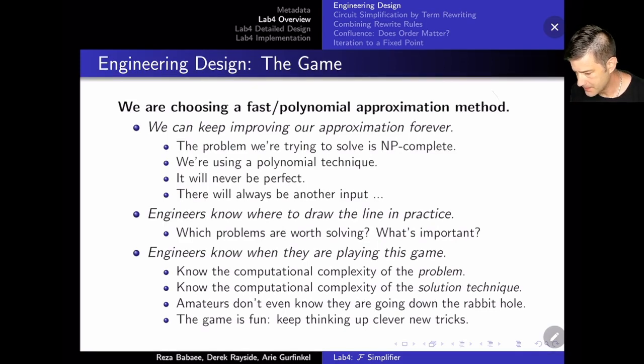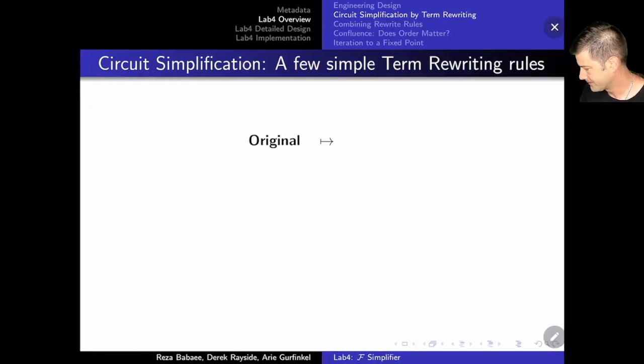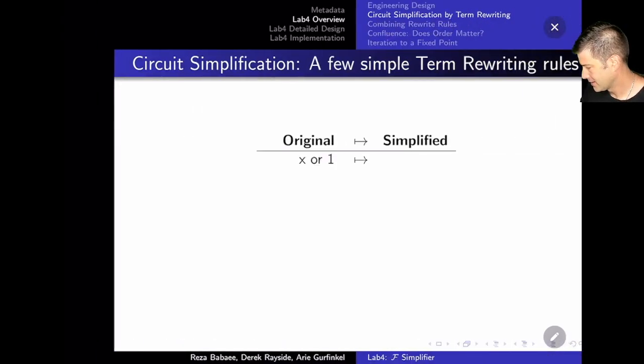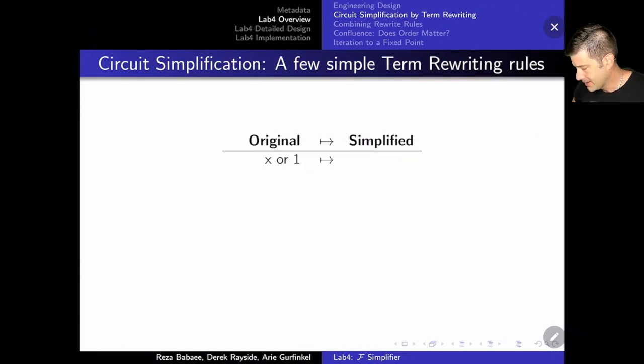So, okay, that's our game. Let's look at some examples. What we're going to do first is get the intuition for what those rules are. I'm just going to go through a bunch of examples of expressions and simplified expressions. So say we have x or 1. Can you simplify that?